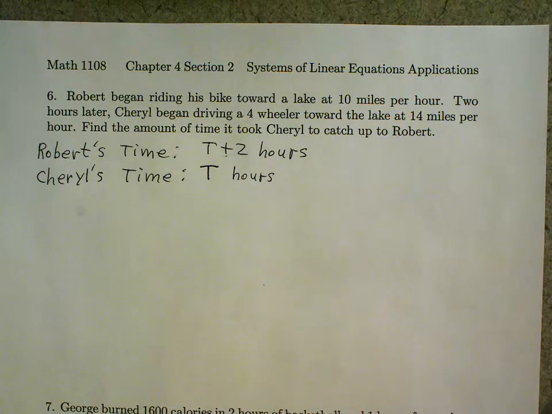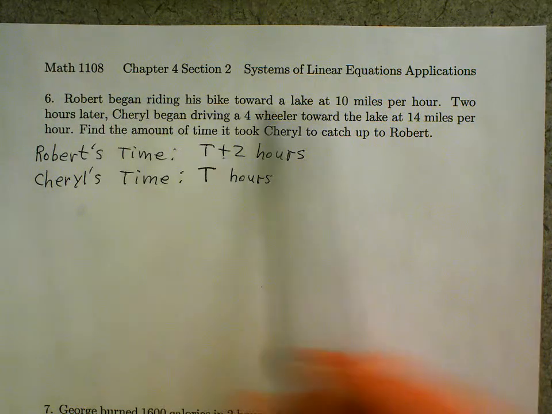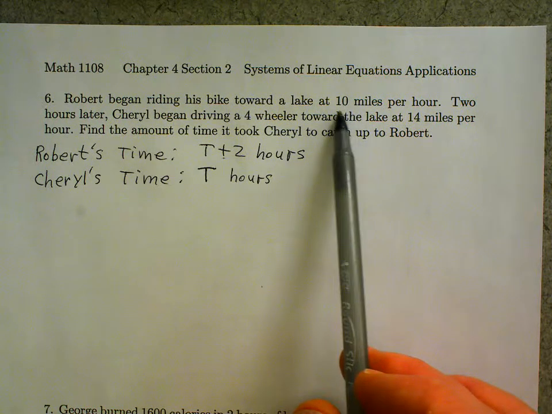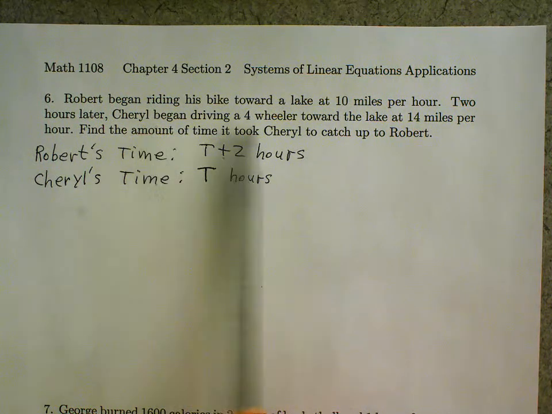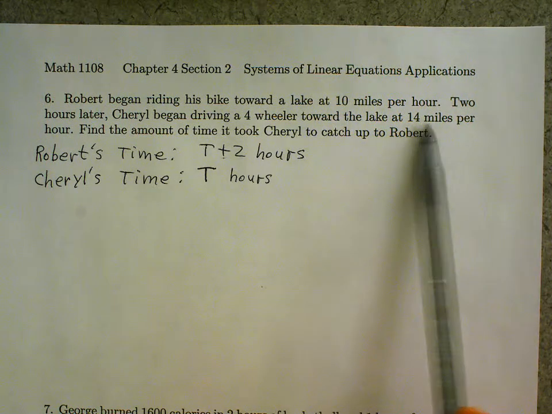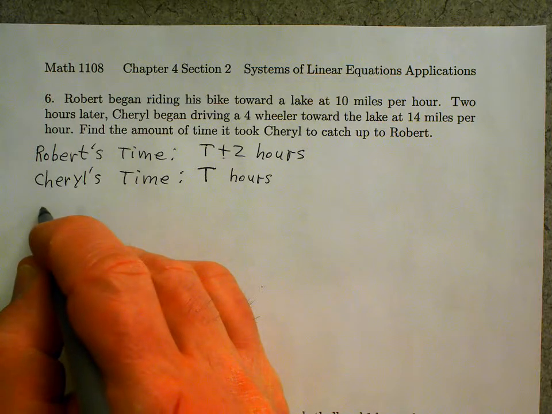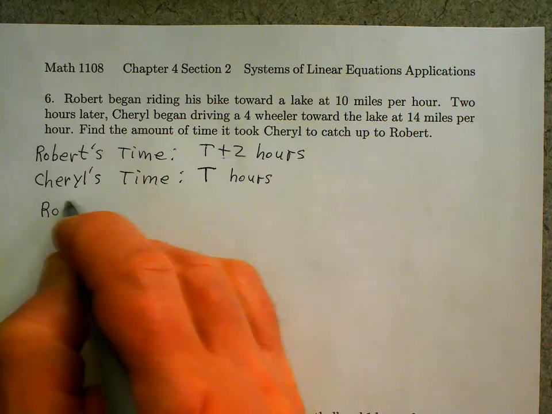Okay, so now we can move on to the next step. Robert's rate riding his bicycle is given. Robert's rate is 10 miles per hour. And Cheryl's rate driving the four-wheeler is also given, 14 miles per hour. So we can write down expressions for Robert's distance and Cheryl's distance.